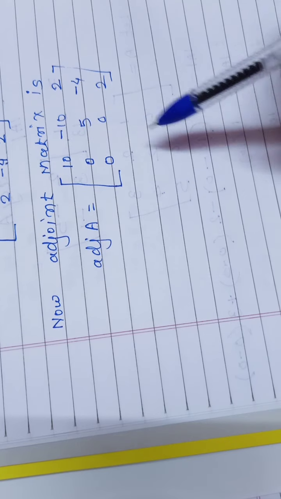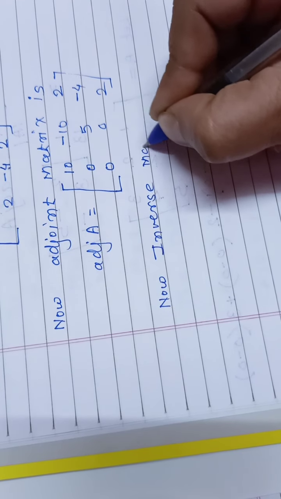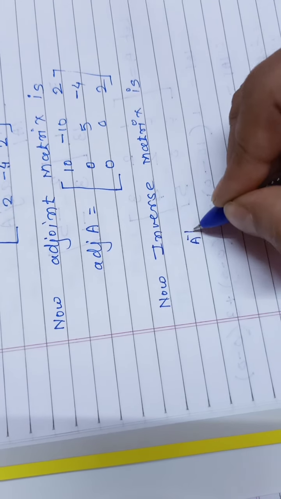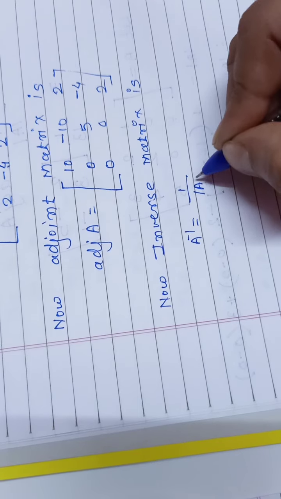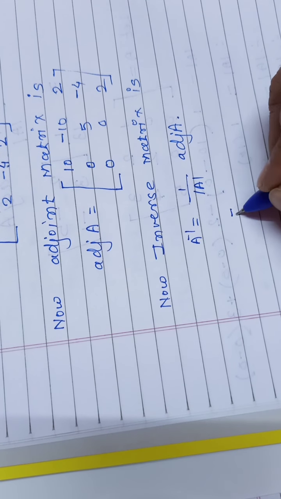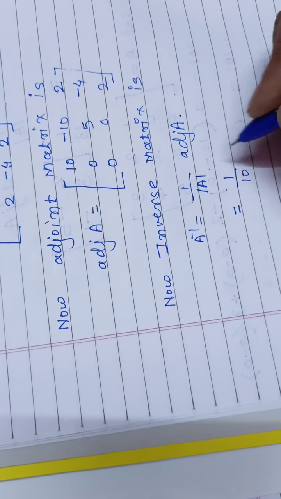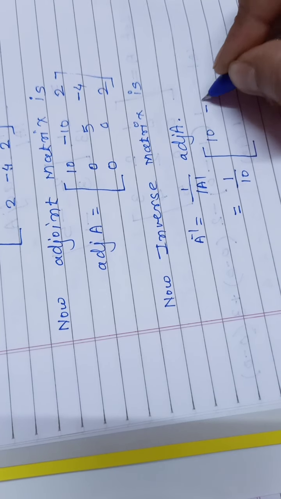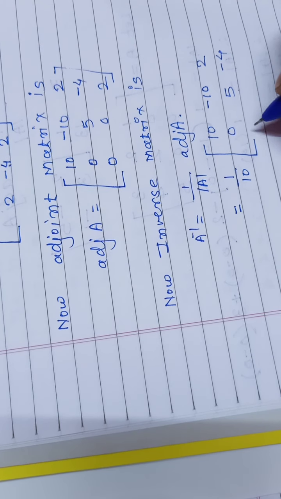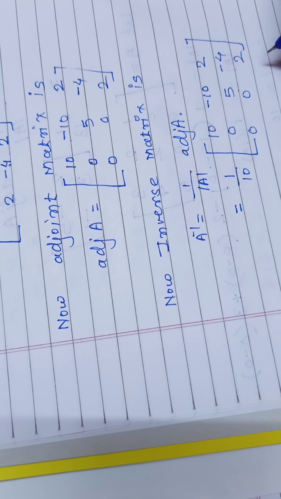And now the final work is, now the inverse matrix is, A inverse is equals to 1 upon determinant A into adjoint A. So which is equals to 1 upon 10 into 10 minus 10 2, 0, 5, minus 4, and 0, 0, 2. So this is what we got, the inverse of the given matrix.